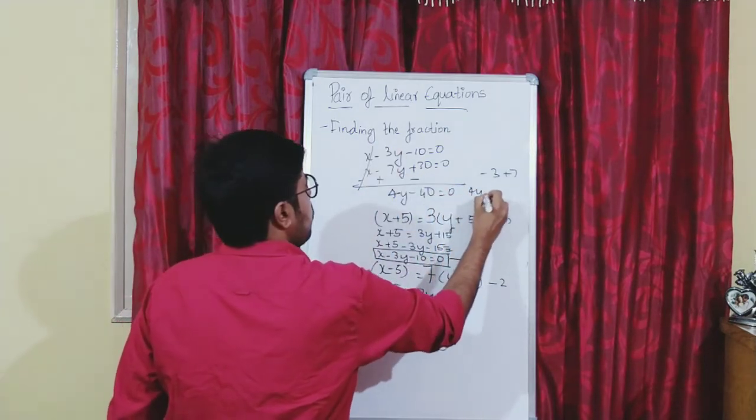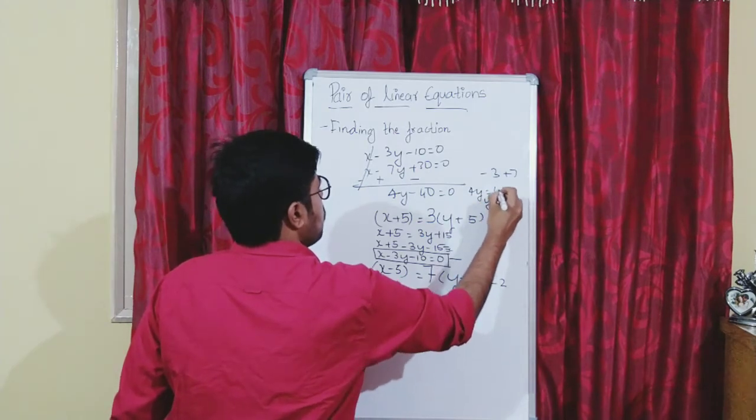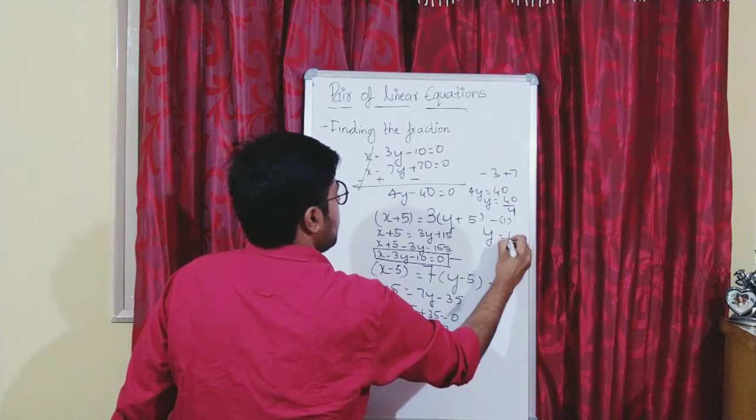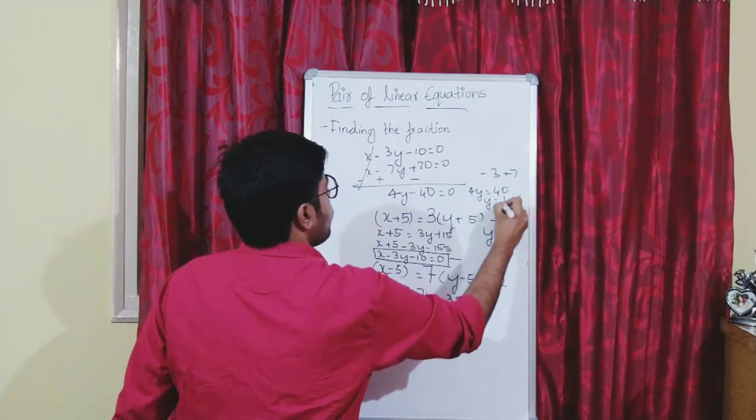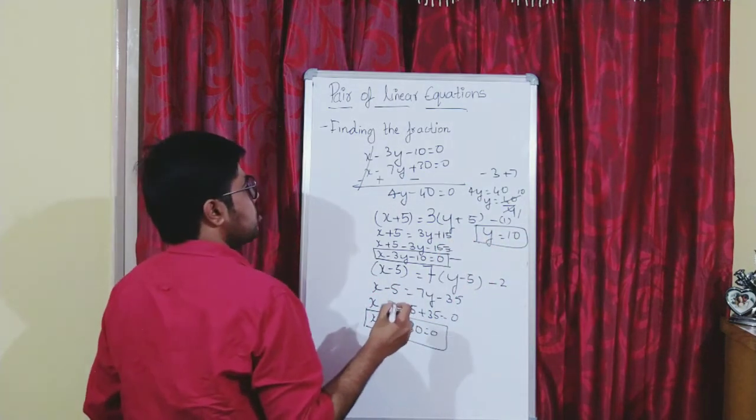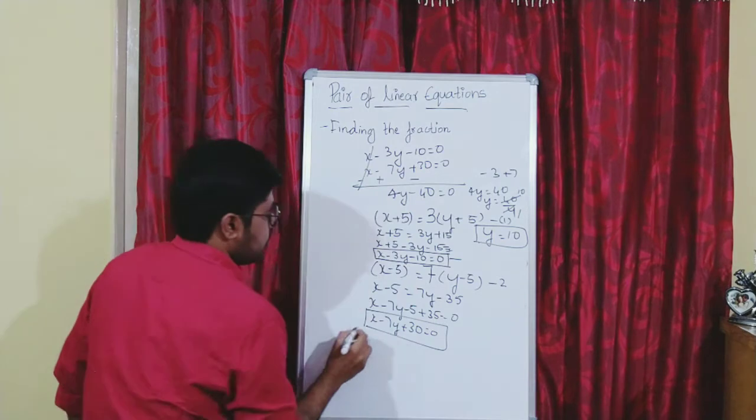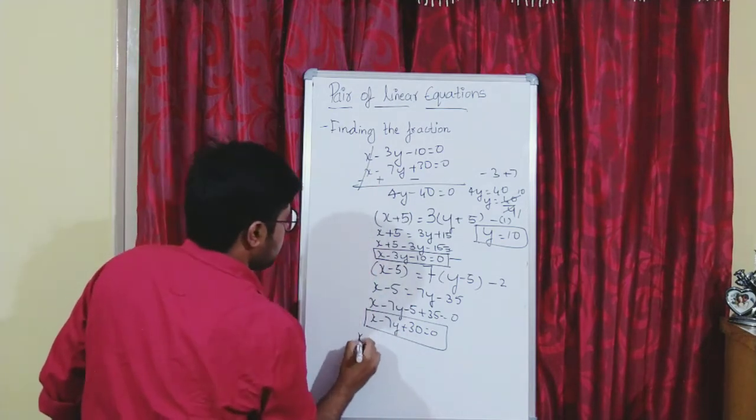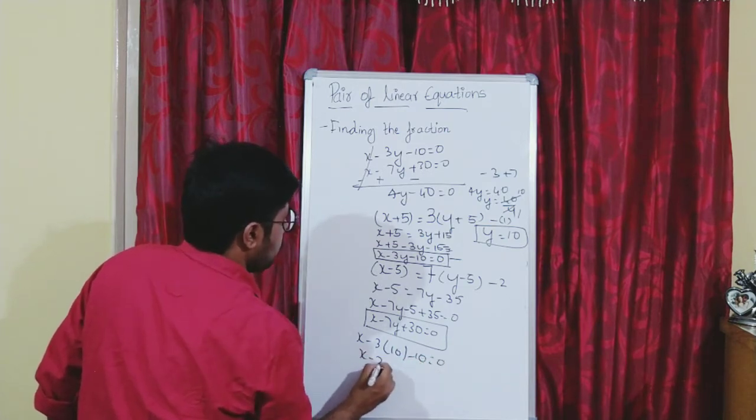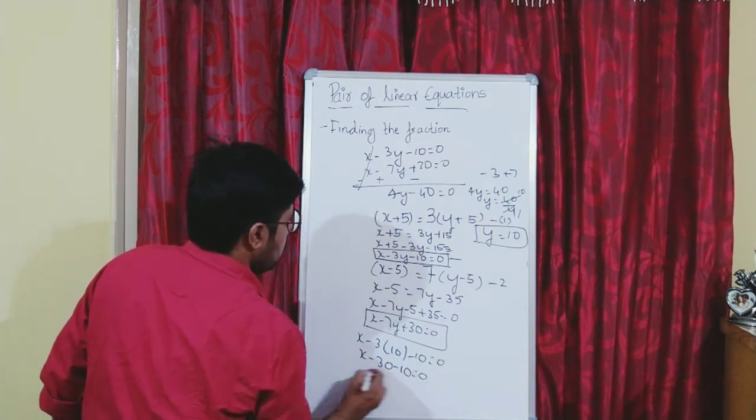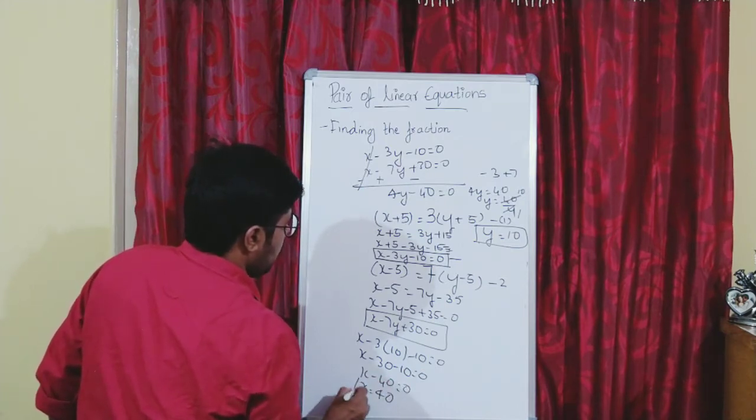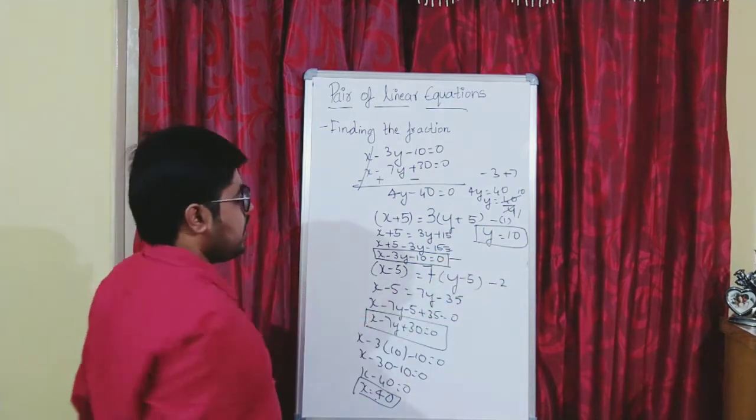So 4y = 40, y = 40/4. Therefore y = 10. And to find x, quickly put it in the first equation: x - 3 times 10 = 0. x = 30 + 10. x = 40. So x = 40 and y = 10.